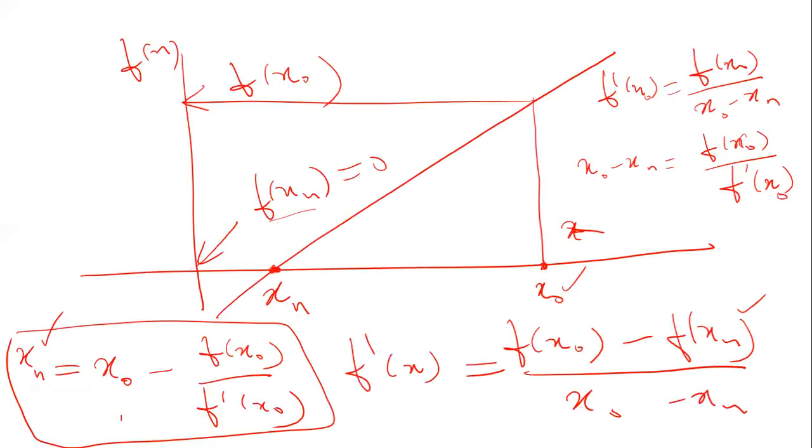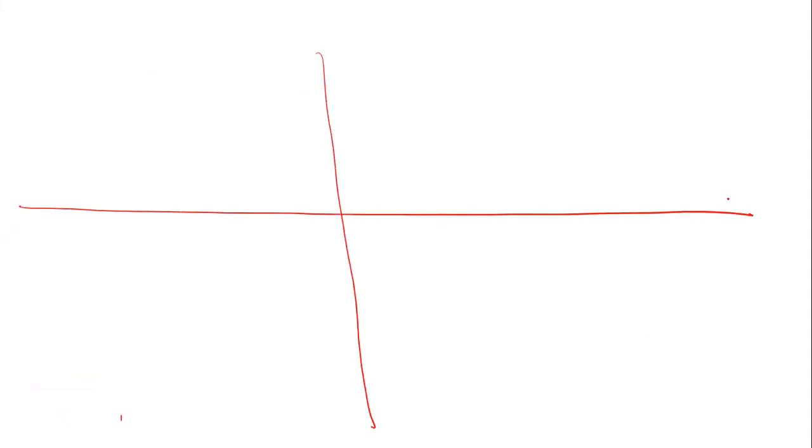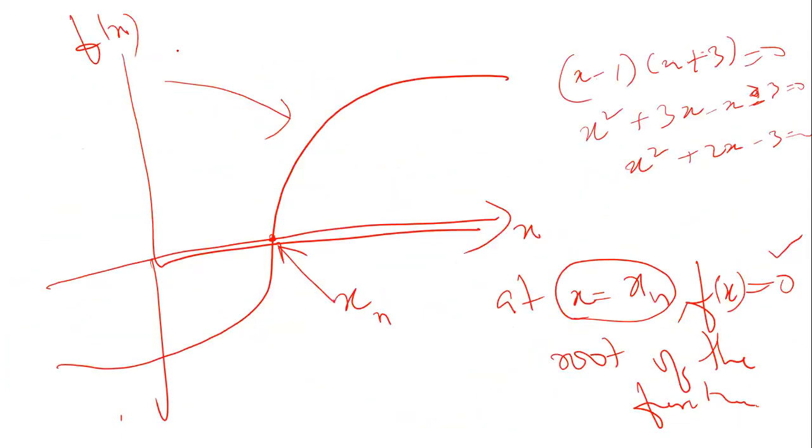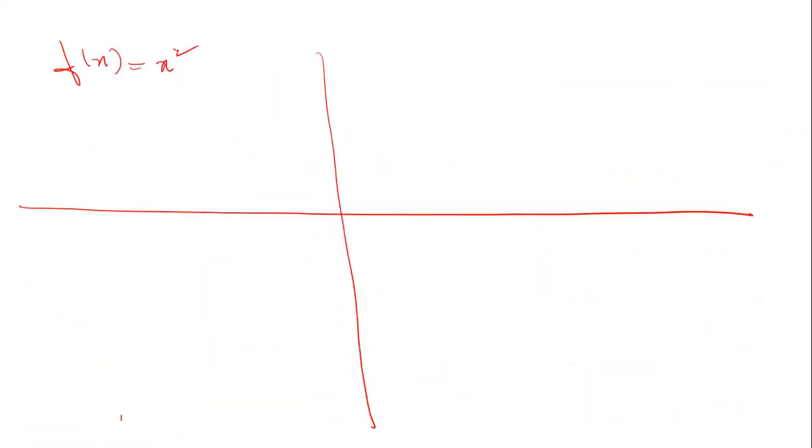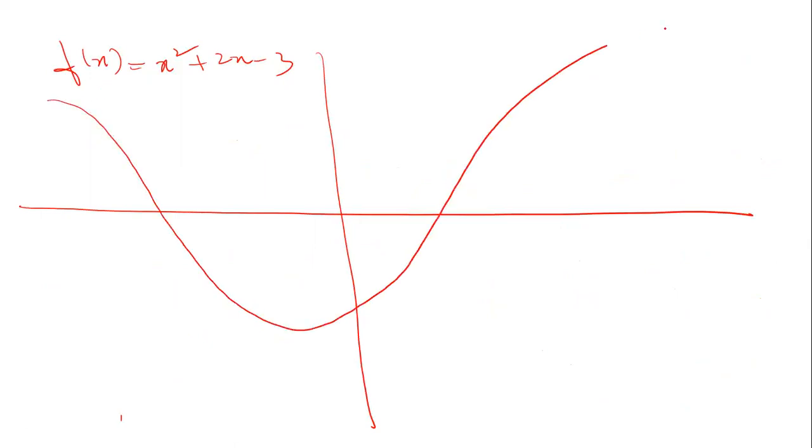Now let's say we have our function, the one we described before, f of x equal to x square plus 2x minus 3. It has two roots, right? So the functional form may be something like this. This might not be exactly the functional form, but let's say it is something like this because it has two roots.